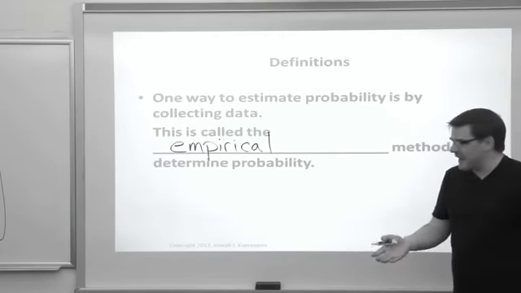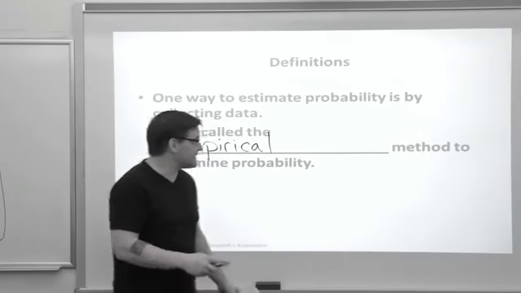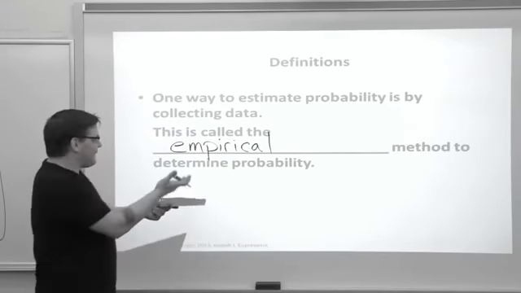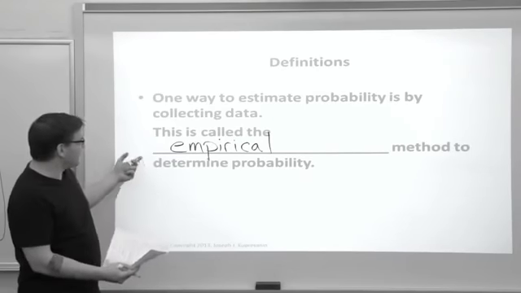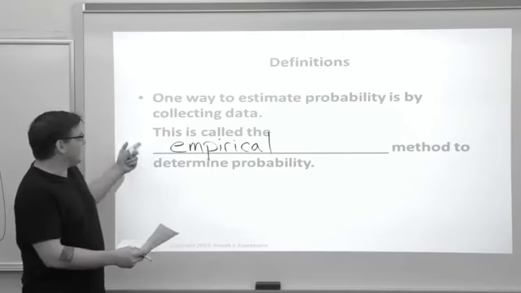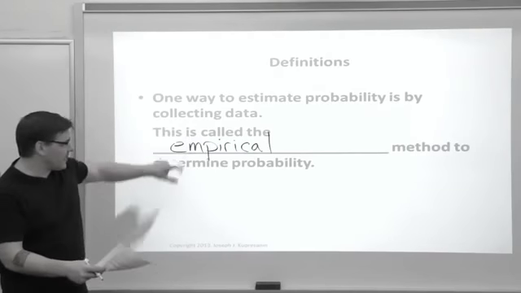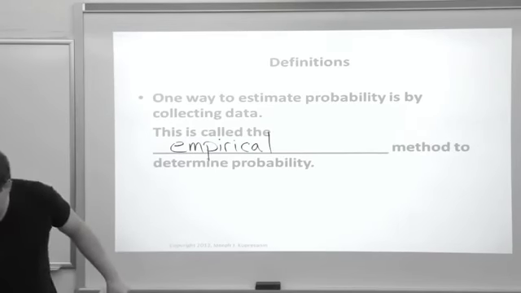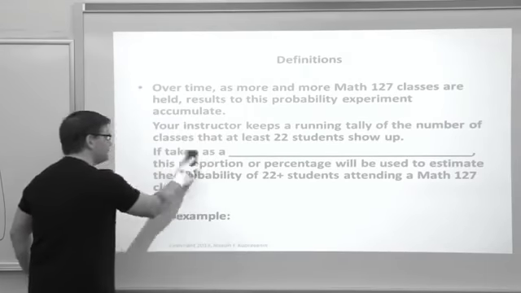I've been teaching Math 127 for 7 years now. I've probably taught 50 or 60 sections. And I have data. I could keep attendance records. And if I reference those attendance records and start counting up the times where we had at least 22 students, I could use that data to make an estimate of the chances, or the probability, that we have at least 22 students. Now, this makes sense to me. Hopefully it does to you.